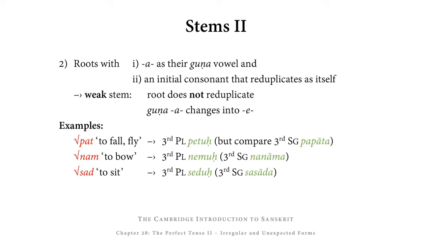So, for example, of pat, nam, and sad, three roots that have the guna vowel a, and that begin with a consonant that reduplicates as itself, p reduplicates as p, n as n, s as s, we have the third plural active perfect forms pet-us, nem-us, and sed-us. So petus, nemus, and sedus. Very often, these same roots are those that also have vrddhi in their third person singular form. So we have pairs of forms such as petus, but papata, nemus, but nanama, and sedus, but sasada.